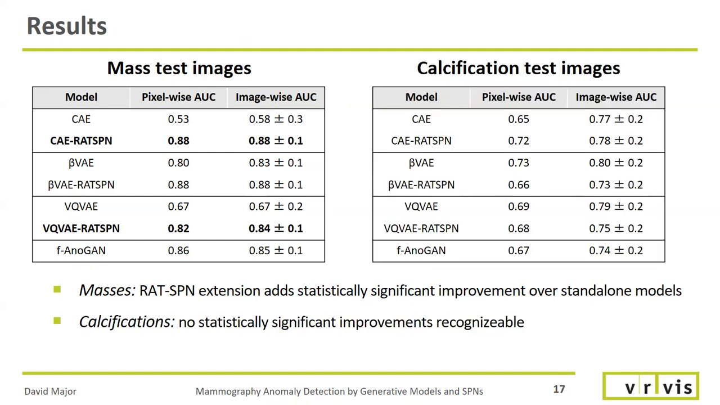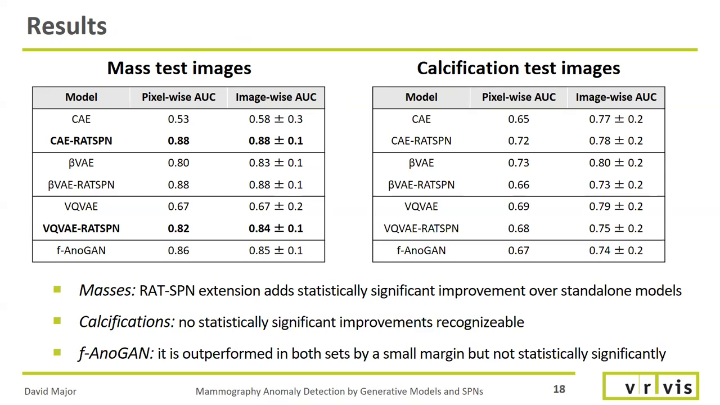For the calcification set, no statistically significant differences are present. We found that the higher amount of dense breast tissue in this set is responsible for the poorer results. The state-of-the-art F-AnoGAN is outperformed in both sets by a small margin, although not statistically significantly.